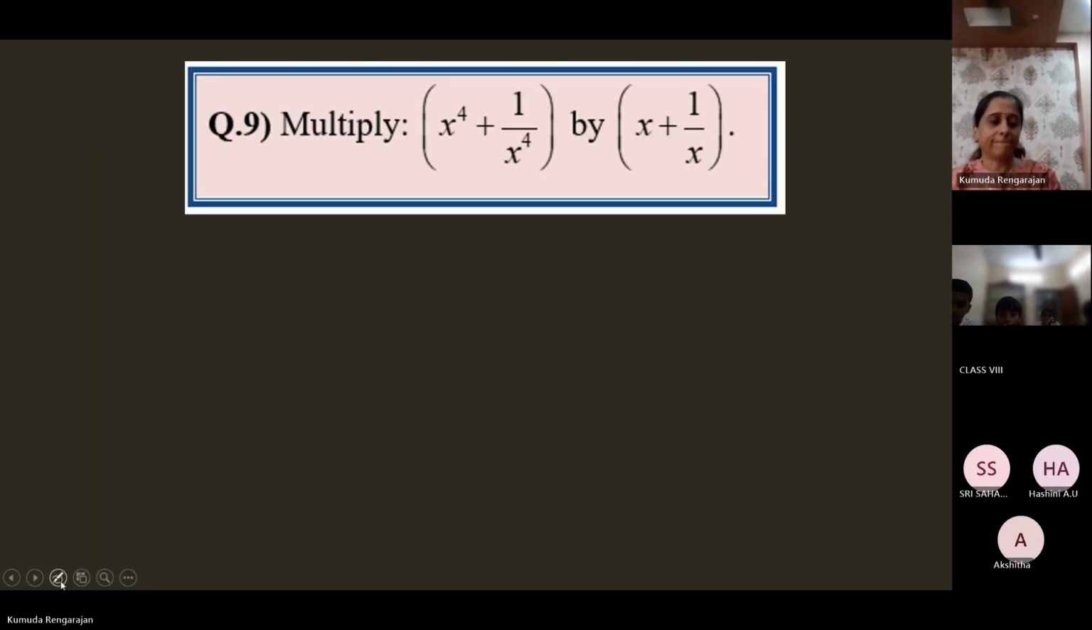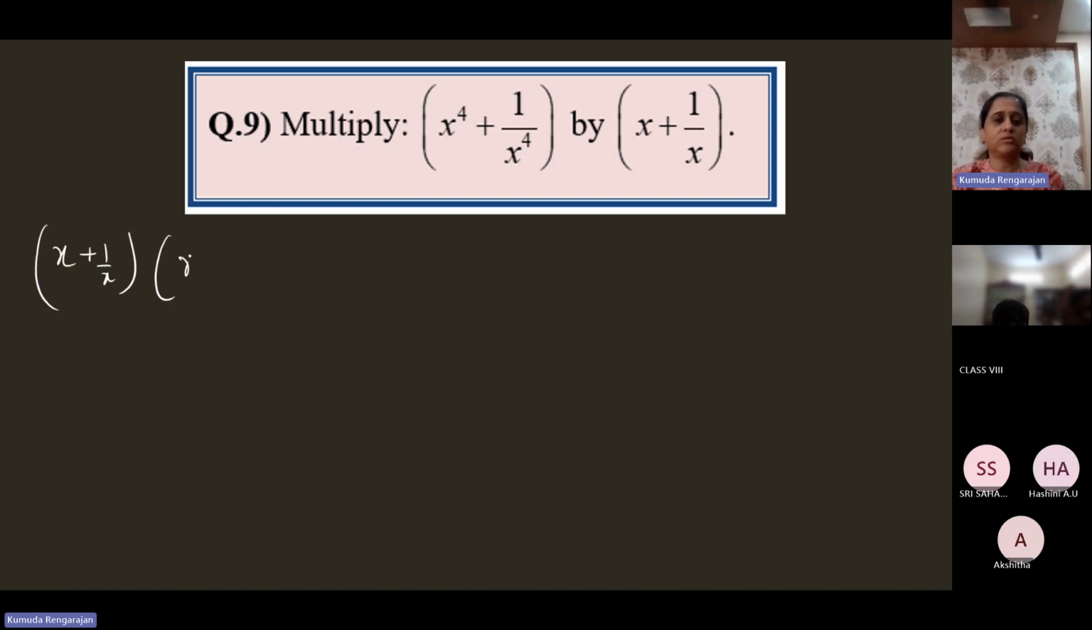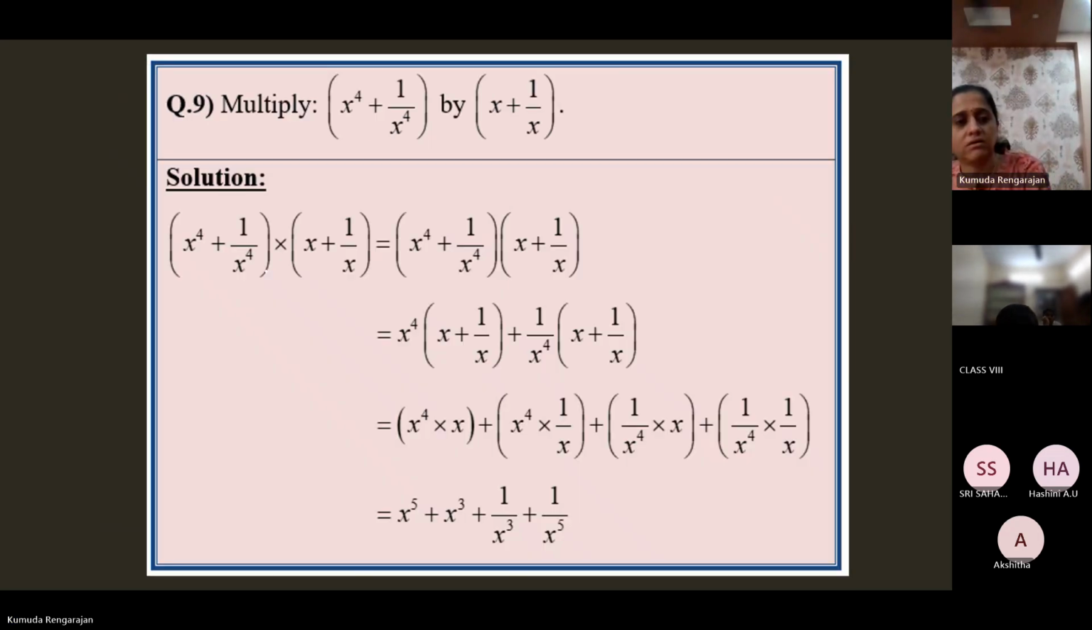Multiply. So you'll have to multiply x plus 1 by x with x to the power 4 plus 1 by x to the power 4. So you can write x plus 1 by x into x power 4 plus 1 by x power 4 like this. Or you can also write it like this. You can write this first and then this. Anyways, both are the same. 2 into 3, 3 into 2, both are the same. Multiplication is commutative.